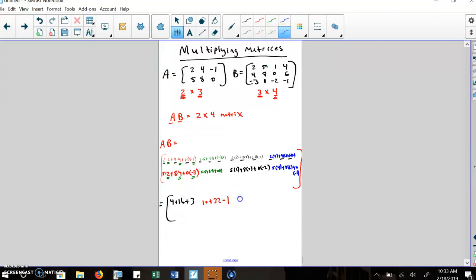2 times 1 is 2. 4 times 0 is 0. Negative 1 times negative 2 is 2. 2 times 4 is 8. 4 times 6 is 24. And negative 1 times negative 1 is 1. So there is my complete first row of my product matrix.